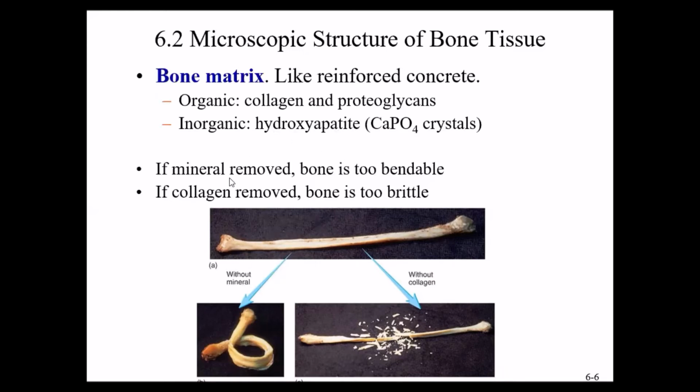And so in the little picture here, you can see a normal type of bone. But if you remove this mineral portion, then it takes away a lot of the strength of the bone, and the bone just becomes too easily bent, too bendable. The collagen portion, though, gives it some strength and integrity as well. And so if you don't have the collagen portion, then the bone becomes too mineralized and it becomes too brittle.